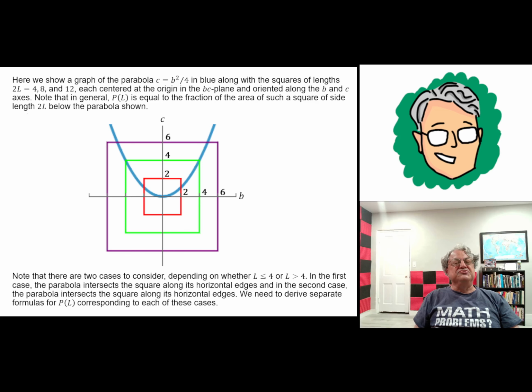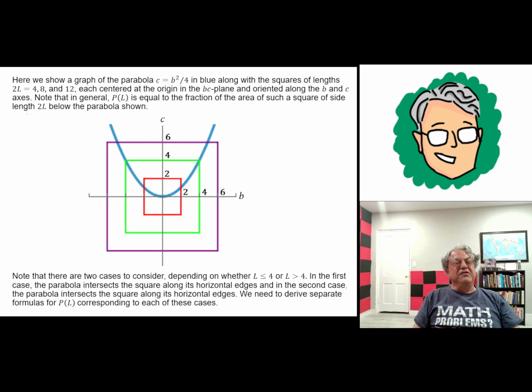The red square is the square where L is equal to 2. That's a square of side length 4, because we're going from minus 2 to 2 in both b and c. Then the green square has L equals 4, so that's a square of side length 8. And the purple square goes from minus 6 to 6 in both b and c, a square of side length 12.